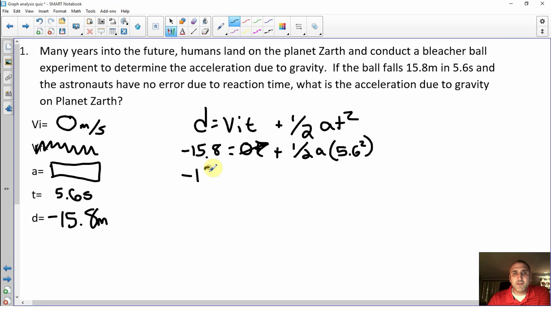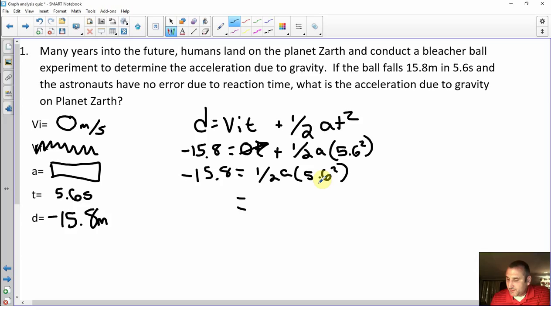So negative 15.8 equals 1/2 A, 5.6 squared. And I hope you guys, please ignore me, and I'm going to work this out. Why don't you work this out too, and see if we can come to the same exact acceleration due to gravity. So Ms. Marinelli, why don't you pause it, and I'll keep going, and when you look up, we'll continue. So let's see here, 5.6 squared, that's where we have to start.